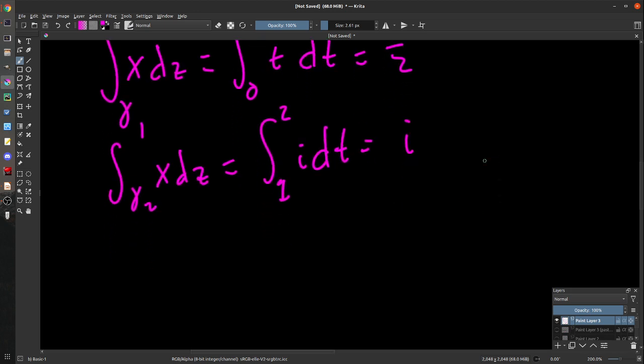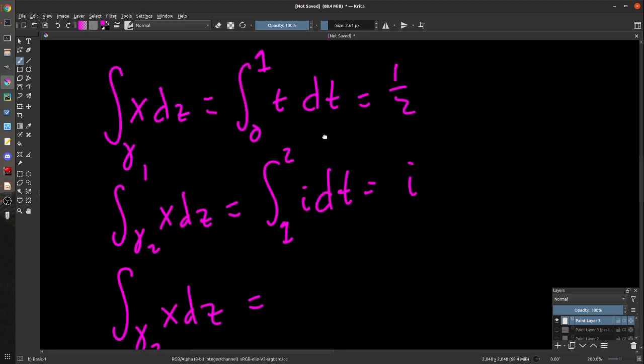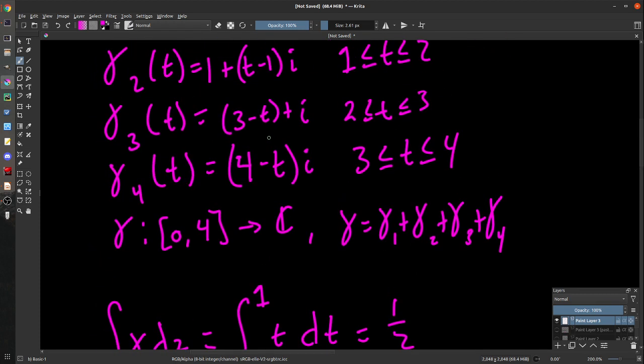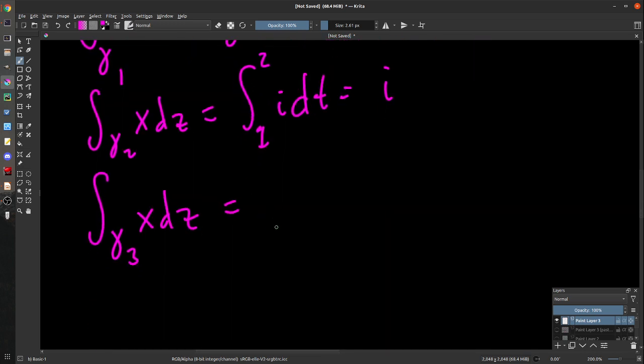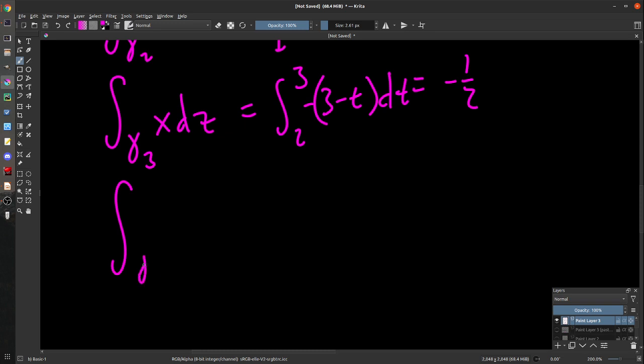I'm going to take the integral over gamma 3 of x dz, and we do the same thing again. I'll save ourselves some time and just write out what you get because we're running a tiny bit over. We'll get the integral from 2 to 3 of minus (3 minus t) dt, and we get out of there minus 1/2. Then we do the exact same thing with gamma 4, which goes from 3 to 4.